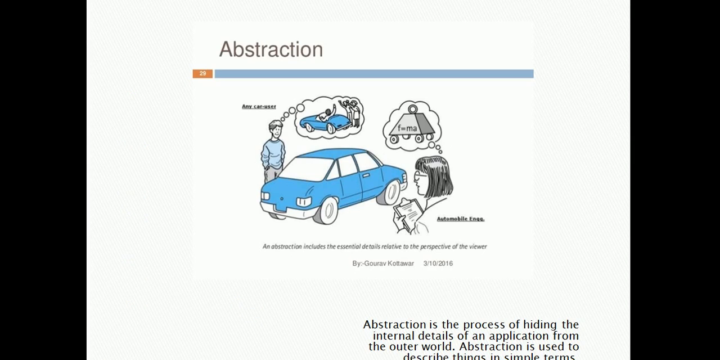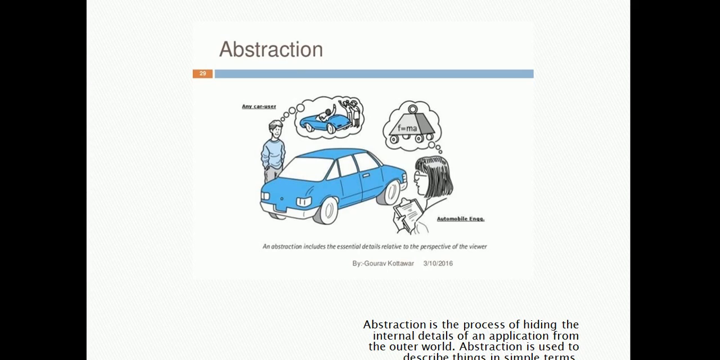The next thing is called abstraction. Abstraction is nothing but hiding the data. That means whatever data is needed by the end user, only that will be provided to the user. The remaining internal part of the logic of the program will not be explained to the user or client.